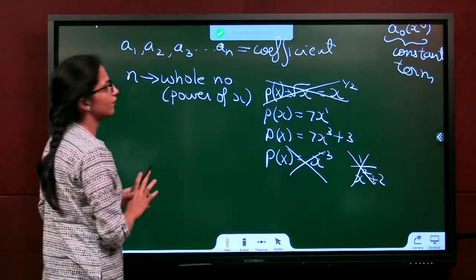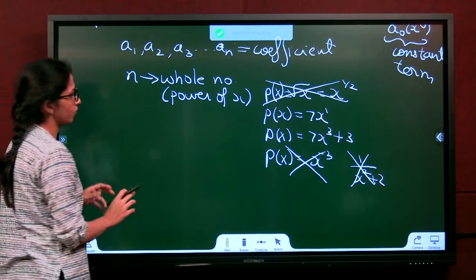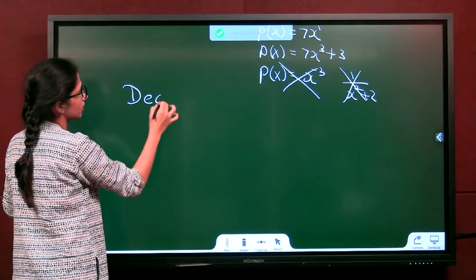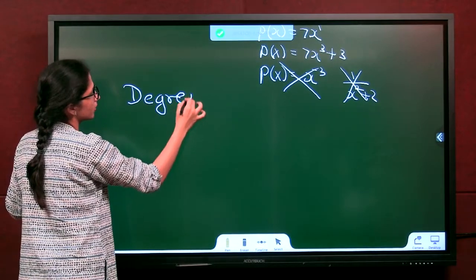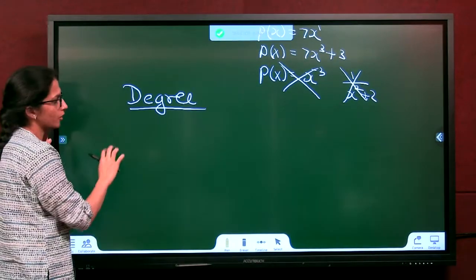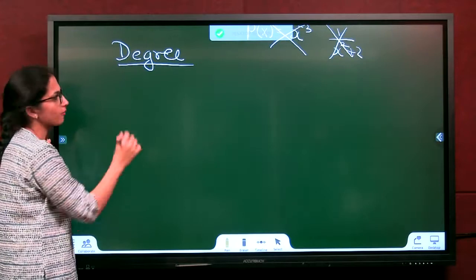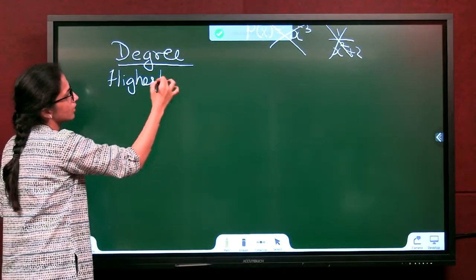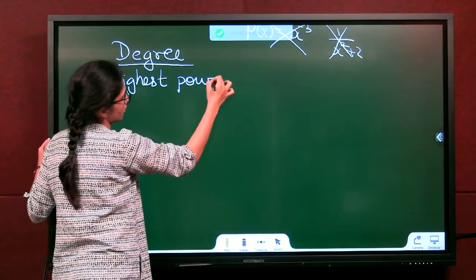So until here you have understood what we mean by polynomial. The next very important term that you will learn in this chapter is called the degree of the polynomial. What is the degree of the polynomial? It is nothing but the highest power of the variable in the expression.